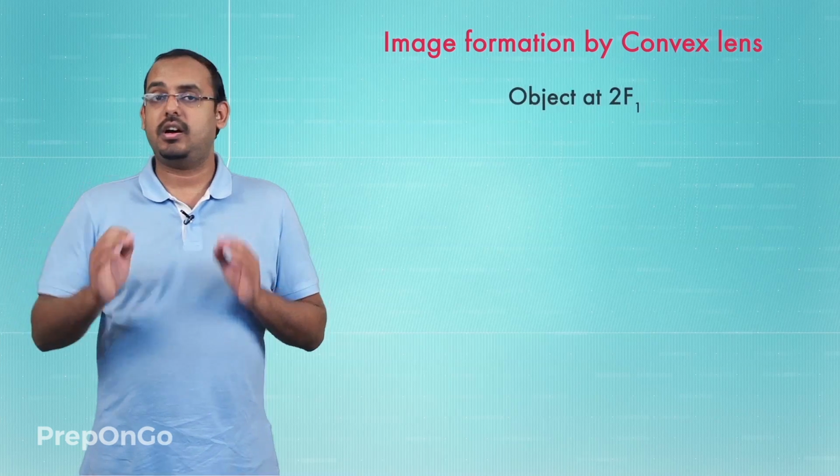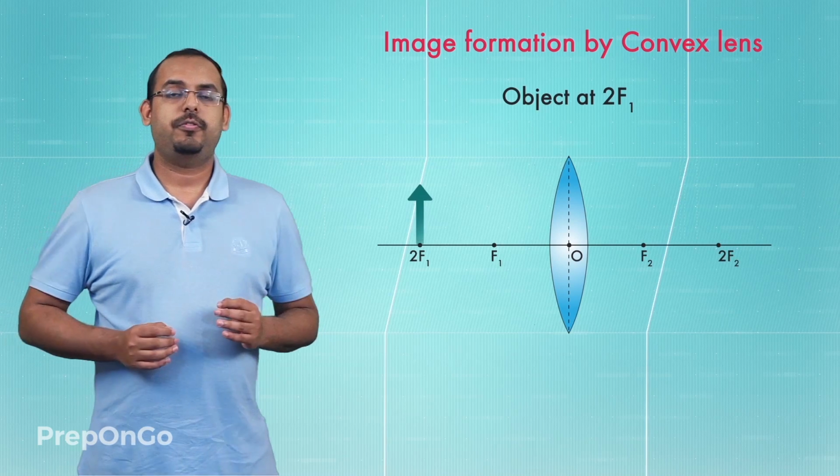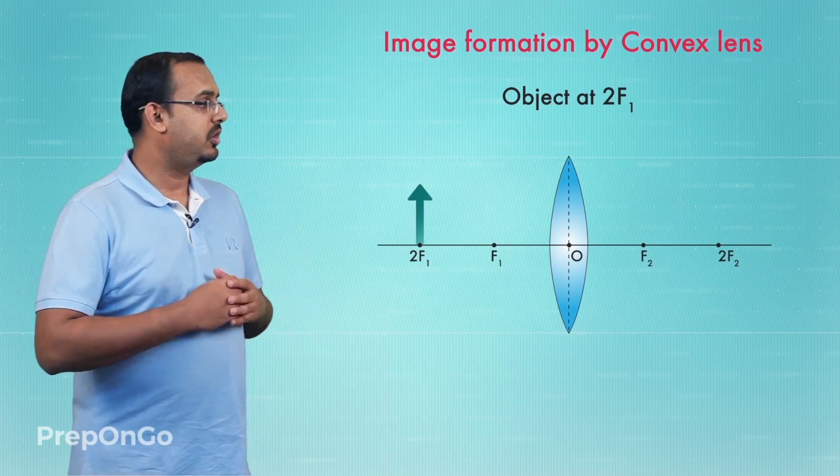Now if we move to the third case of image formation with a convex lens, we will again move the object a little closer to the convex lens.